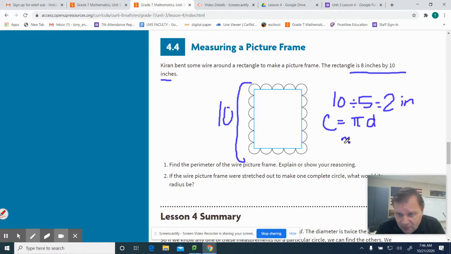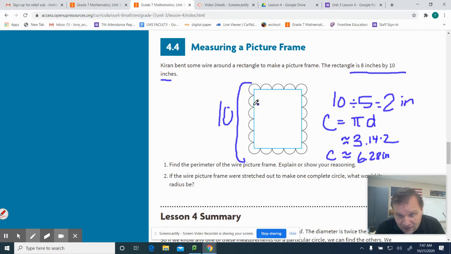So I have approximately, because we're not going to use the full value of pi, we're going to use the approximation of 3.14 times that 2 gives me that the circumference of each of those half circles or each circle is 6.28 inches. Now, that's the circumference for one circle. So now what I have to do is find out how many circles I have.